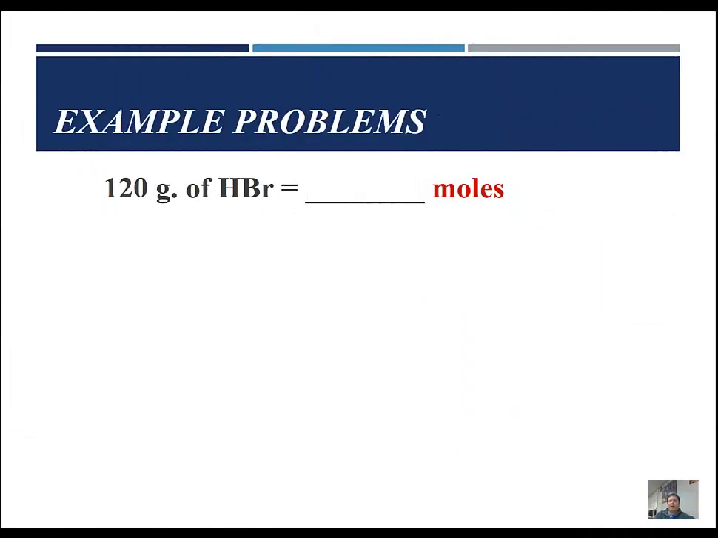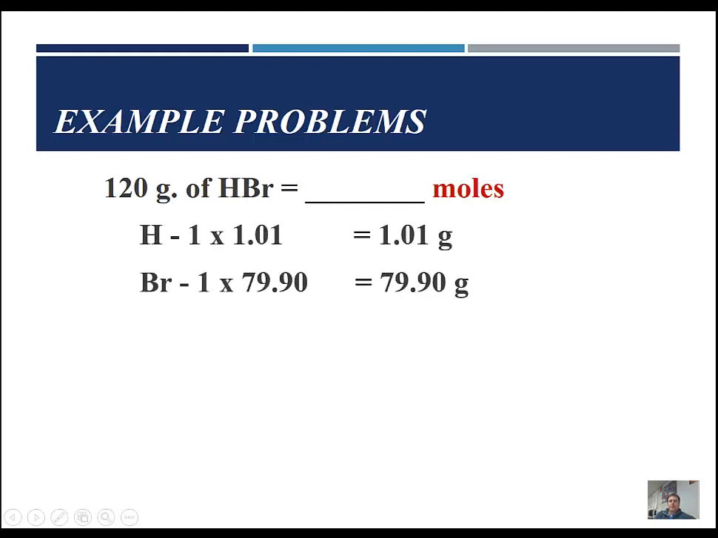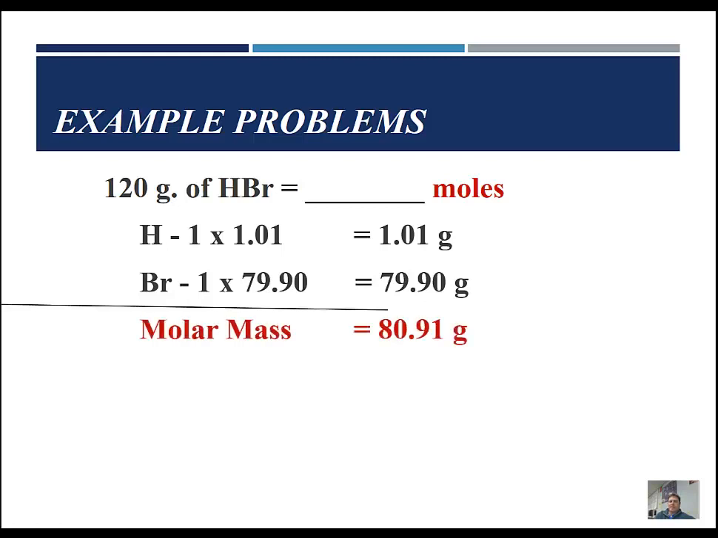Okay, what if we want to go the other way? What if we have 120 grams of hydrogen bromide and want to know how many moles? Well, the first thing I have to do is find out the molar mass of that. That's pretty simple. Add those together, and we find that the molar mass is 80.91 grams. Now it's a two-box problem, once again going from upper left, this time grams to moles.